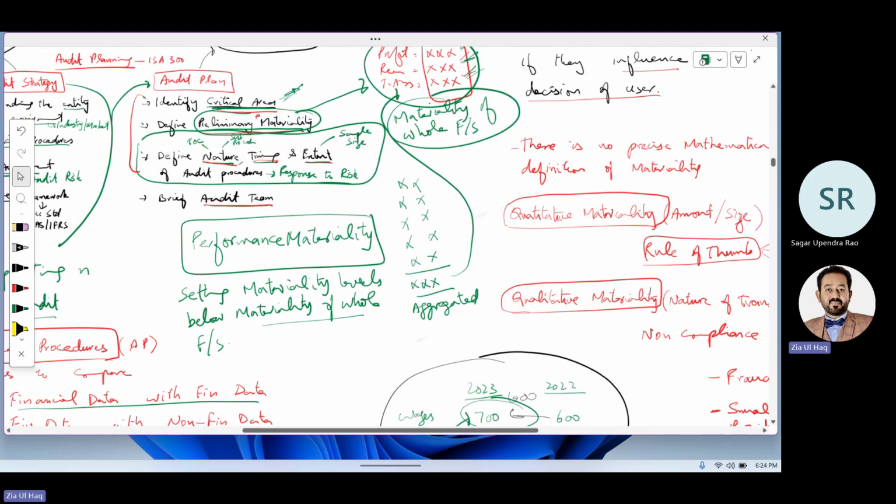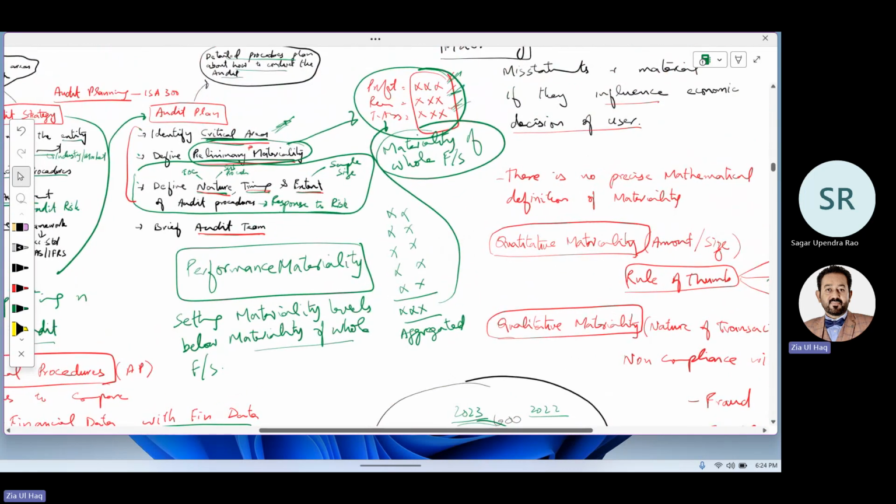Mean at start of audit, we have defined preliminary materiality levels against which the audit team needs to compare misstatements. If below this, immaterial, ignore. If above this, material.